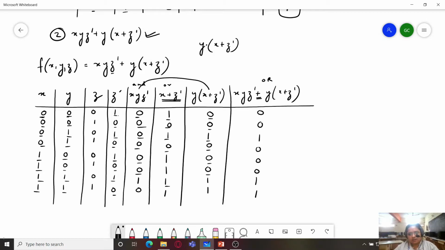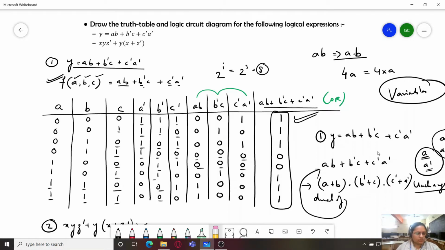And this column is the result column, result for all possible combinations of the three variables which are used in the function. Now we will be doing the second part of the question, that is drawing the logic circuit diagram for these expressions. So let's move on to that.